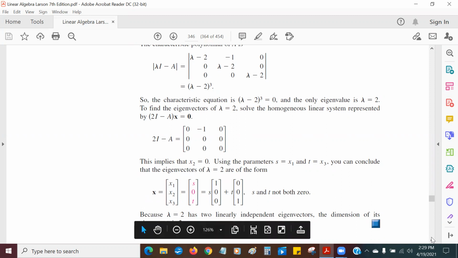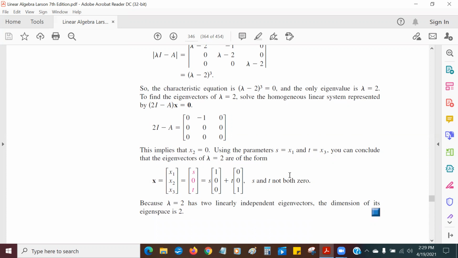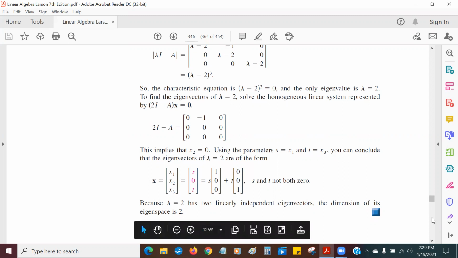Now, if you notice, this eigenvalue lambda equals 2 has 2 linearly independent eigenvectors. So therefore, I say the dimension of the eigenspace is 2. Not 2 because of that 2, but because of this 2, that there are 2 independent vectors. What this means is that any vector in R3 with y equals 0, the middle variable being 0, is going to be a solution for this eigenvalue. Anyway, there you go. We've just found the dimension of an eigenspace.